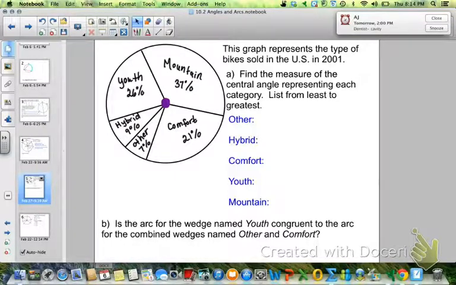They want us to go from least to greatest, so we're going to start with other, which is 7%. When we write percents to do calculations, we write them as decimals, so 7% is 7 out of 100, which is 0.07, times 360 degrees, which represents the whole circle. We're figuring out what part of that circle in degrees is 7%. When I multiply that in my calculator, I get 25.2 degrees.